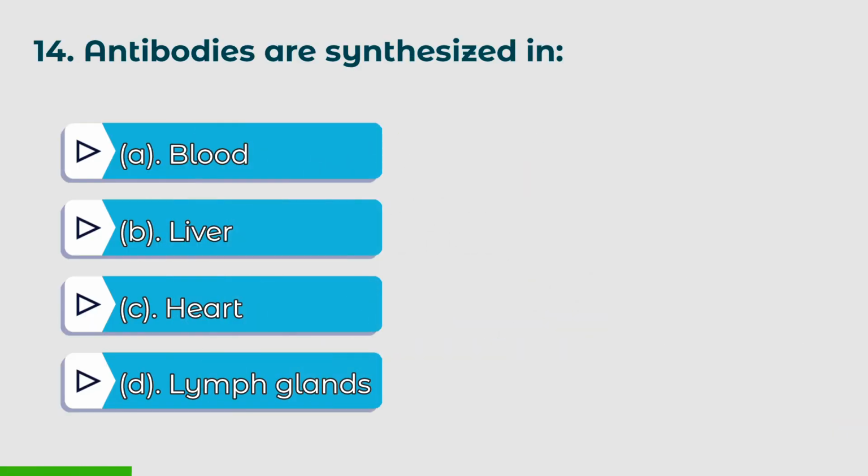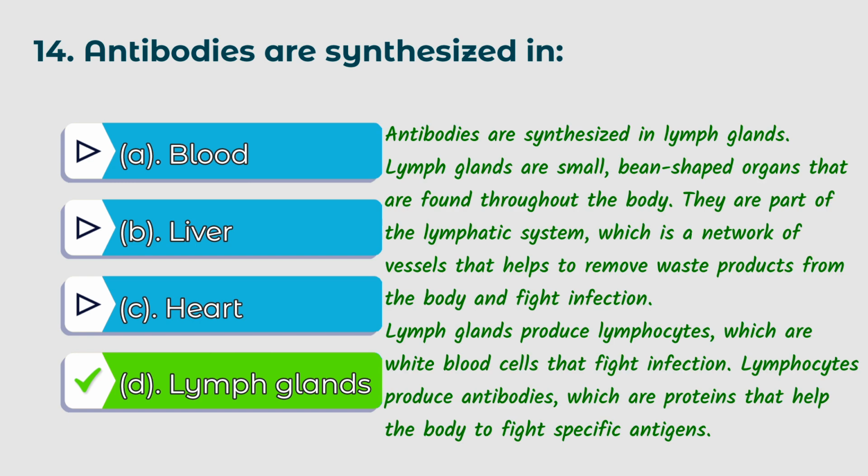14th question. Antibodies are synthesized in: options A. Blood, B. Liver, C. Heart, D. Lymph glands. The right answer is D. Lymph glands. Antibodies are synthesized in lymph glands. Lymph glands are small bean-shaped organs that are found throughout the body. They are part of the lymphatic system, which is a network of vessels that helps to remove waste products from the body and fight infection.